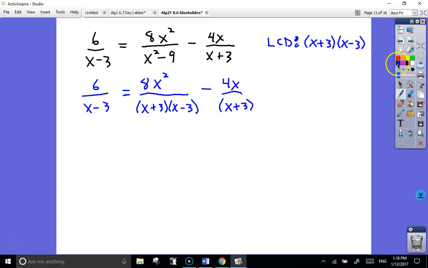Okay, now the first fraction's okay. That's actually its denominator already. But the second one I need to multiply by 4x minus 3. Okay, now I can add that up. Right, this is going to be 8x squared minus 4x squared plus 12x divided by x plus 3 times x minus 3.